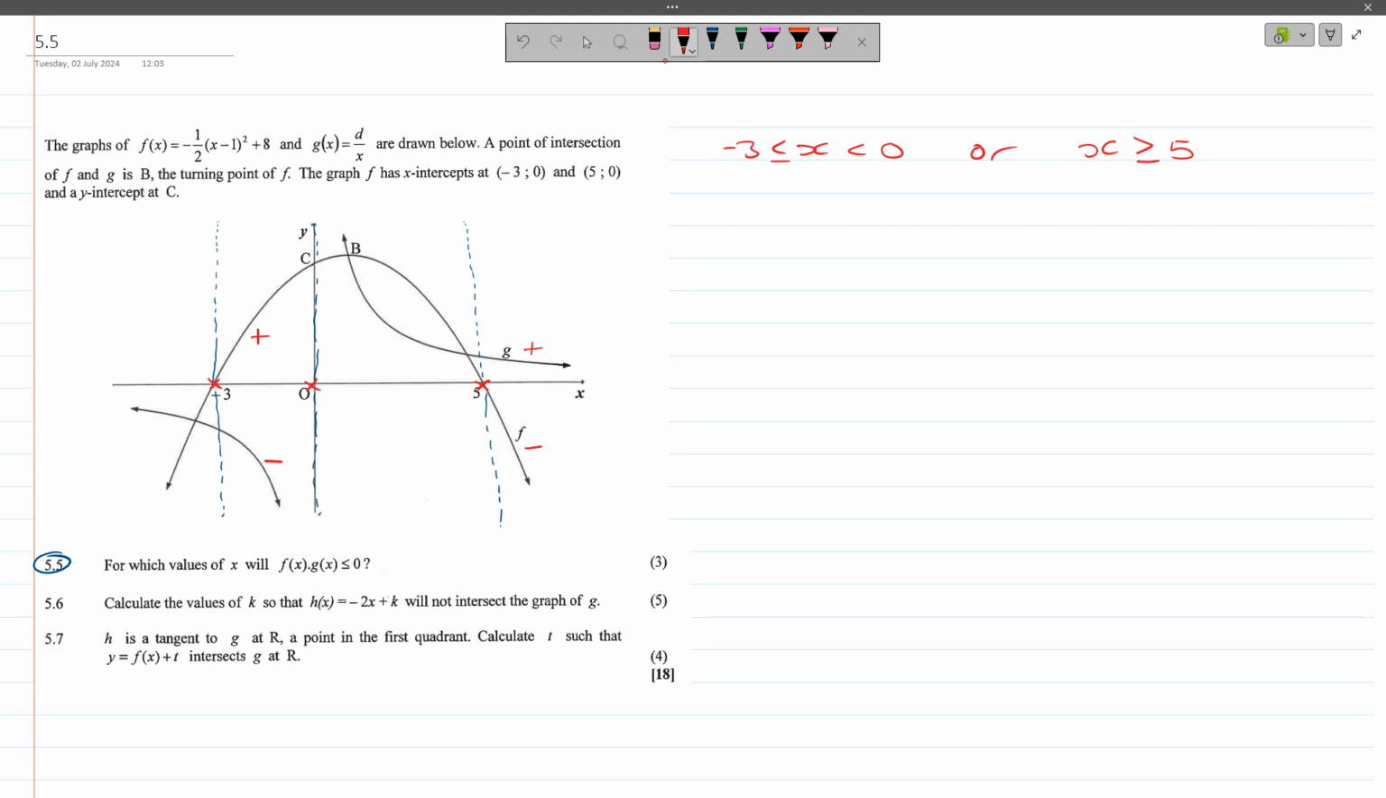You can also write it in terms of the bracket. So x is an element of all numbers between minus 3 included and 0 not included, or you can say in union with 5 up to infinity, like that.